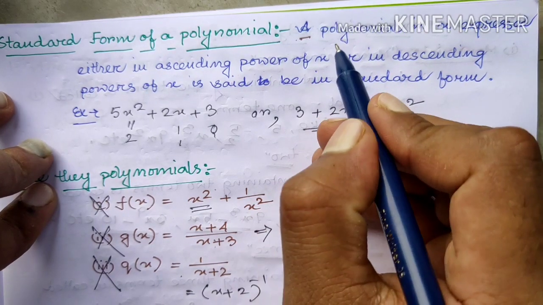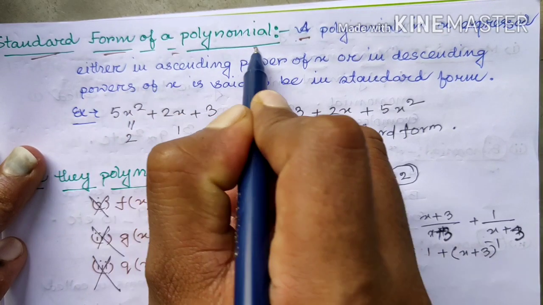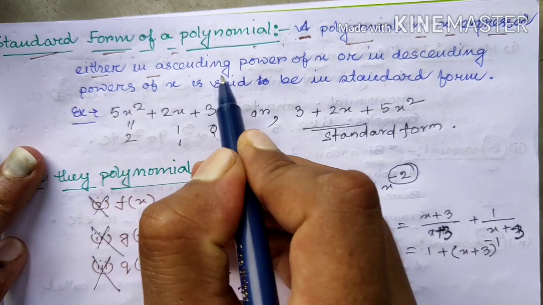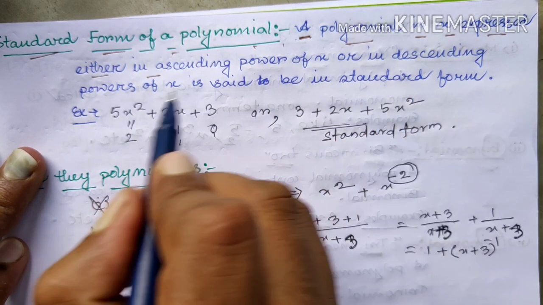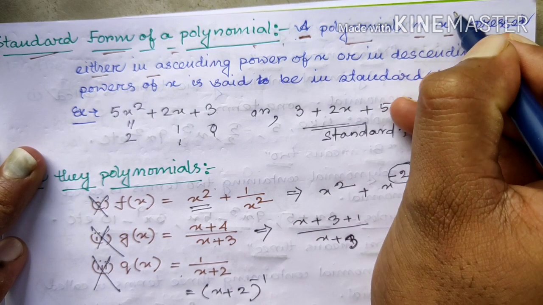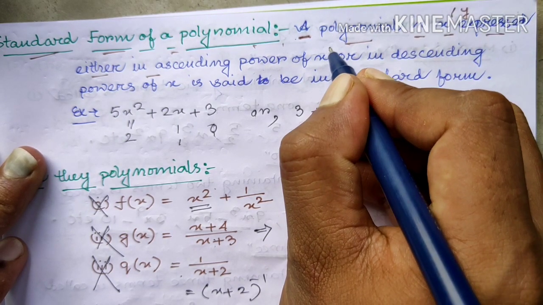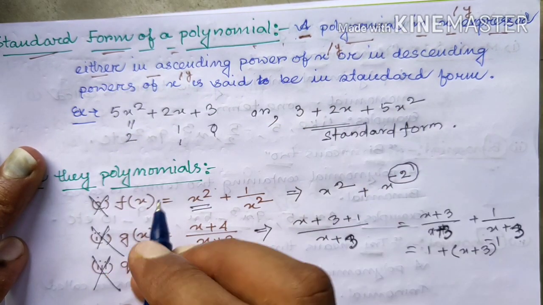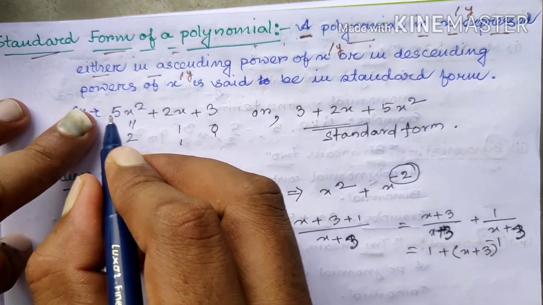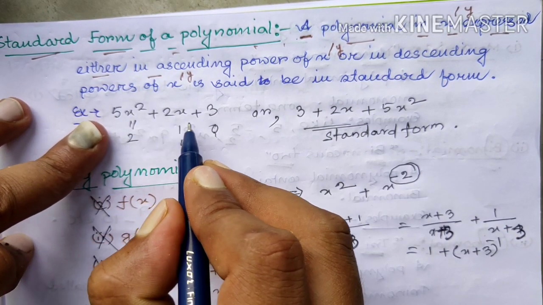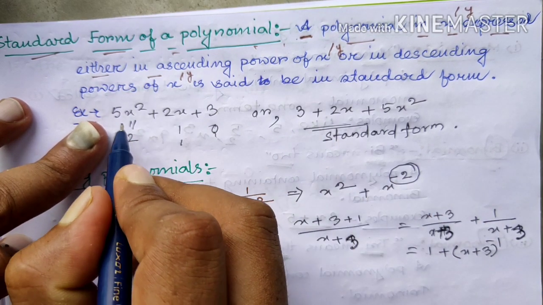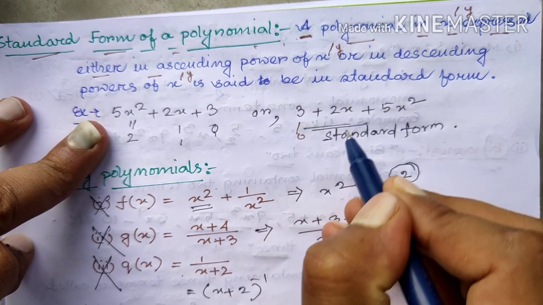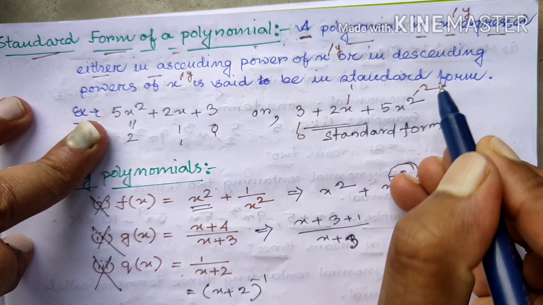Next, standard form of a polynomial. A polynomial in x or y expressed either in ascending powers of x or y or in descending powers of x or y is said to be in standard form. You can see the power of x going higher to lower in the first example and lower to higher in the second example. Both are in standard form.